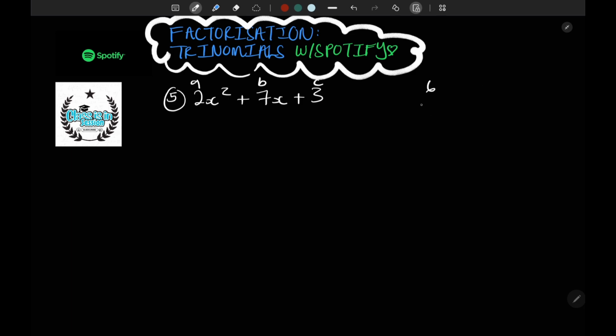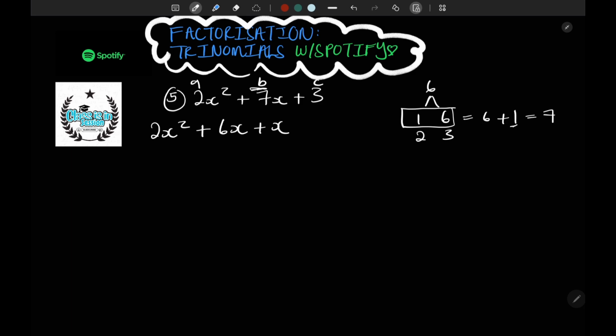Now let's find factors of 6 that add up to b. 6 divided by 1 is 6. 6 divided by 2 is 3. But you can already see here that 1 and 6 can give you 7. So there's no need to go further. What are the numbers that we should use? Let's say 6 plus 1, which is equal to 7. Now write 2x squared plus 6x plus x, because it's 6x and 1x, right? So it's just x plus 3.